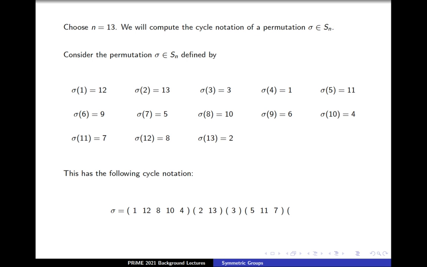The next lowest number to consider is 6. Sigma of 6 is 9. Sigma of 9 is 6. Okay, we've now completed writing our permutation in cycle notation because all of the numbers 1 through 13 appear in one of the cycles. Notice that this is a much shorter way of conveying the information of where each number gets mapped to by the permutation than writing them all out above.